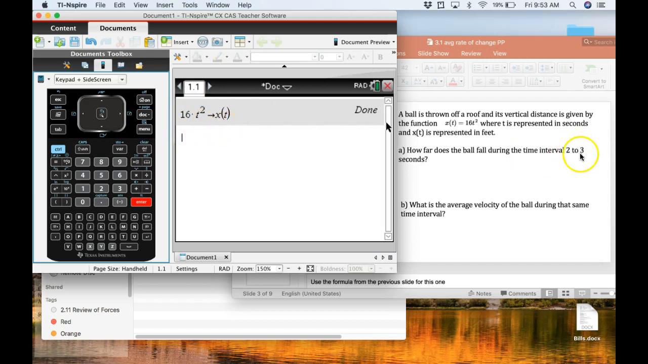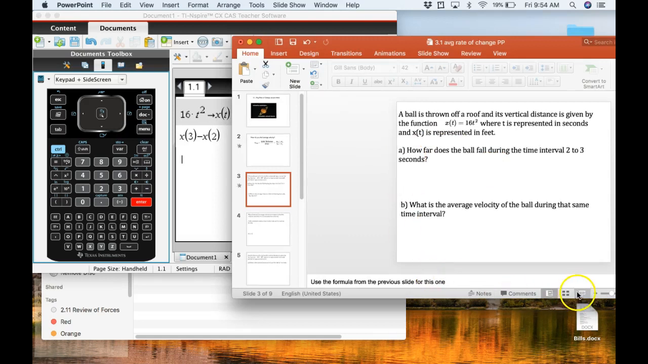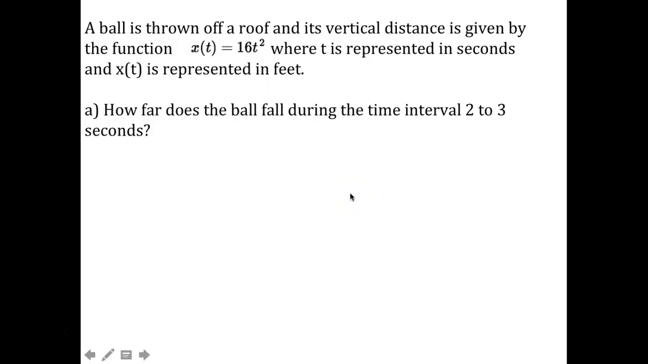Okay, I wanted to plug in 3 into this and 2. So check this out, it's going to make my life easy. x of 3 minus x of 2. Press Enter, and I got myself 80 feet is the distance it traveled from the time interval 2 to 3. Cool? Okay, so let's type that in here and get ourselves our answer. So x of 3 minus x of 2 equals 80 feet is how far it traveled.